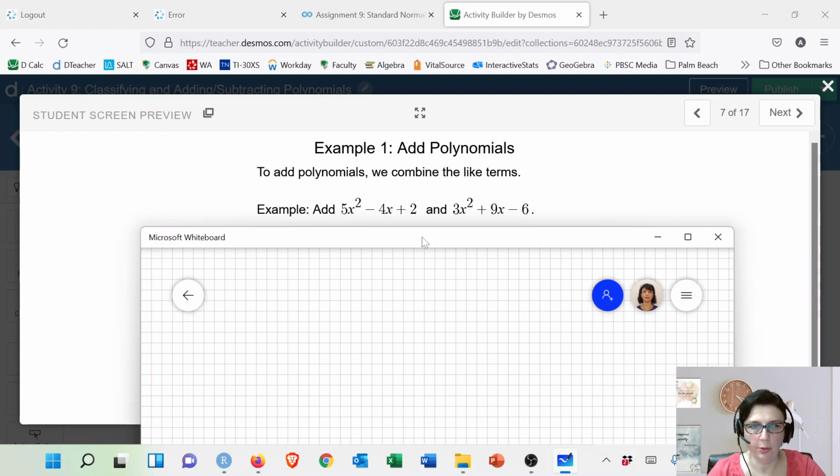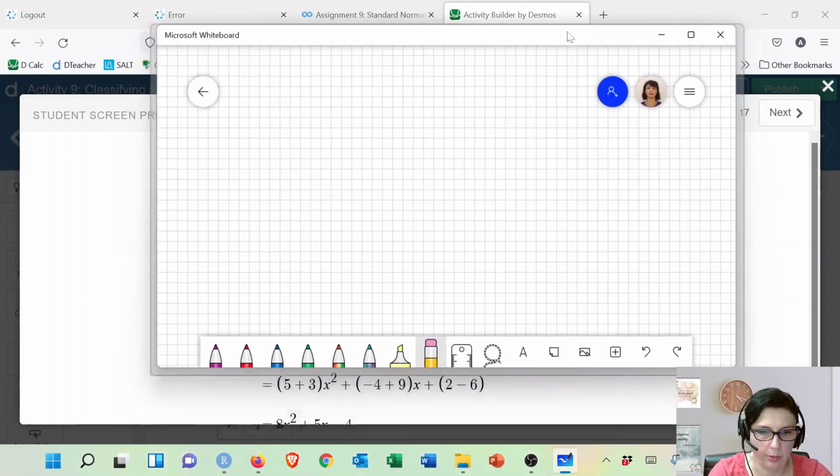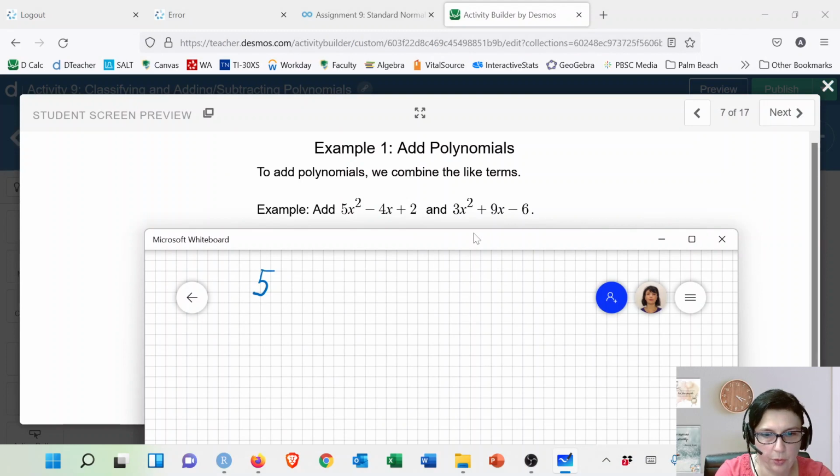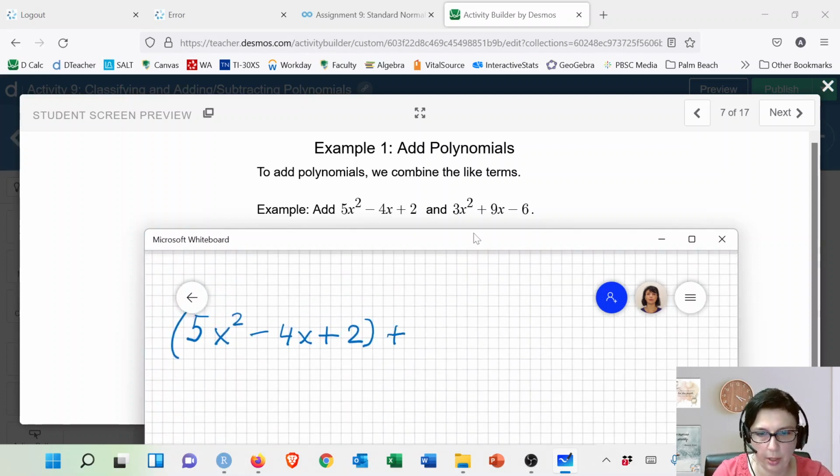Guys, in this video we are going to take a look at how we can add polynomials. So basically the operation of addition is going to be done on these two polynomials in this example, and the idea is that you want to combine like terms. That's your goal, okay? So let me just copy the problem down here and then we're going to try to solve it. So I've got 5x squared minus 4x plus 2, and that's the polynomial. And then I want to add to that 3x squared plus 9x minus 6.